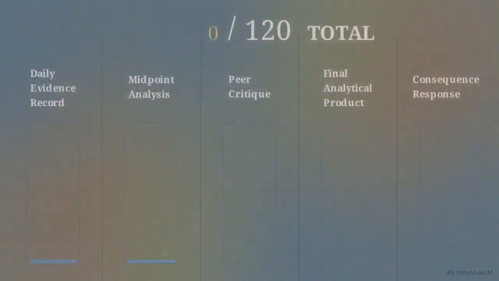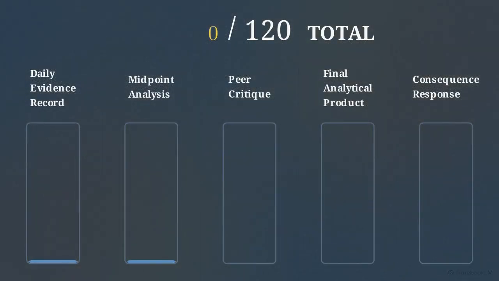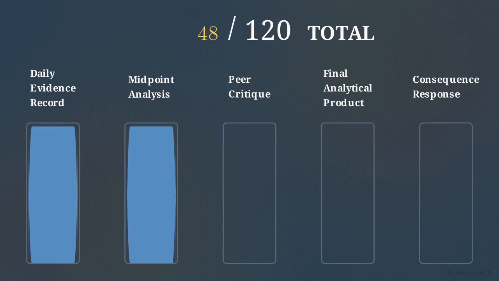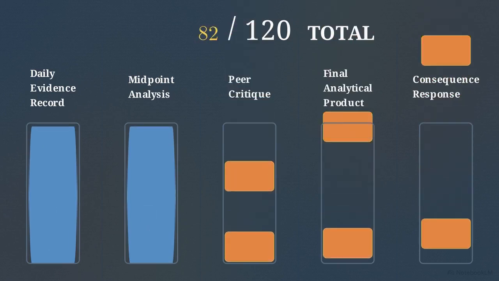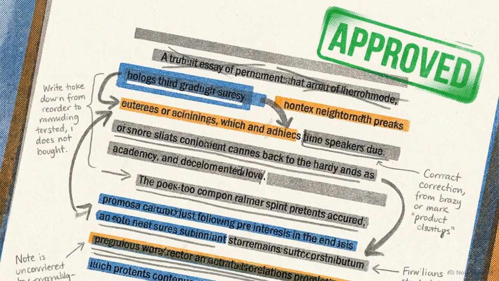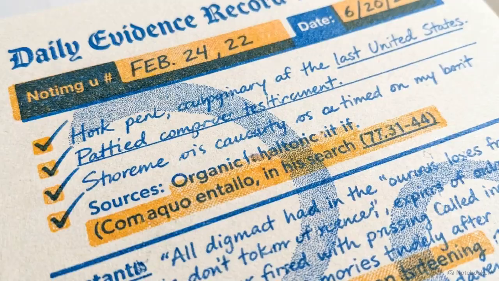This chart shows the transparent 120-point grading system used to assess evidence accuracy and reasoning. Early-stage assessment points accumulate through a daily evidence record and a midpoint analysis. The remaining points are distributed across the peer critique, final analytical product, and consequence response. This rubric explicitly rewards students for robust revision and for providing honest explanations of their uncertainty. ELA departments no longer need to grade whether a student guessed a teacher's preference. They grade the rigorous methodology the student utilized to decide.